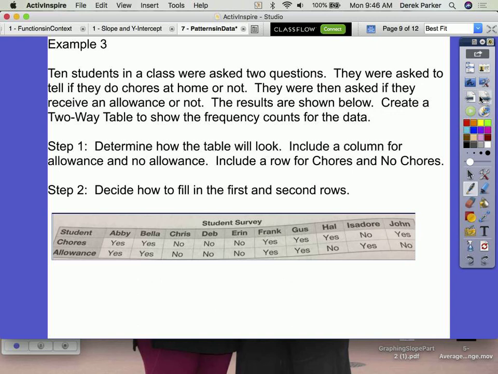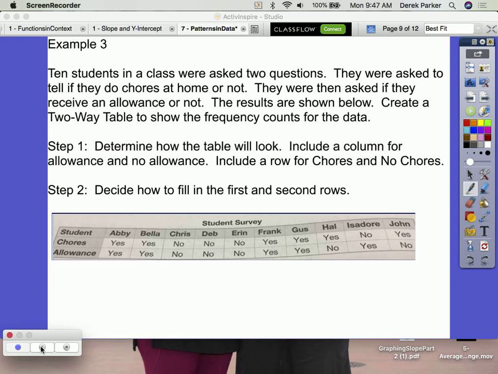Step 1, determine how the table will look. Include a column for allowance and no allowance. Include a row for chores and no chores. Decide how to fill in the first and second rows.